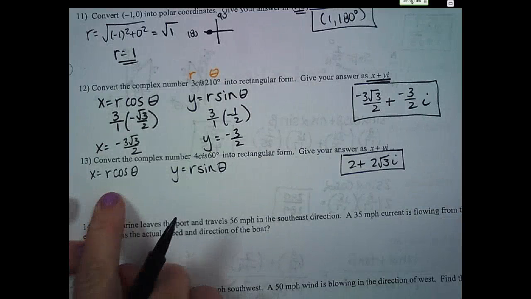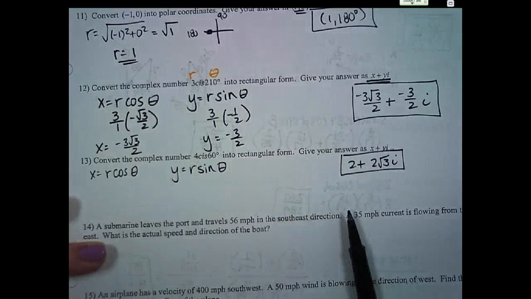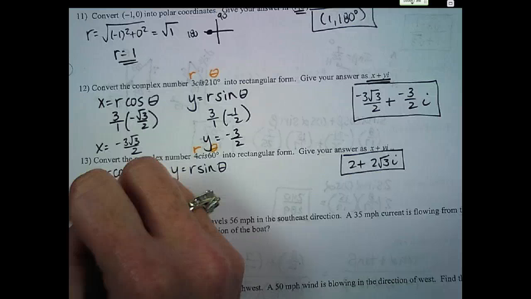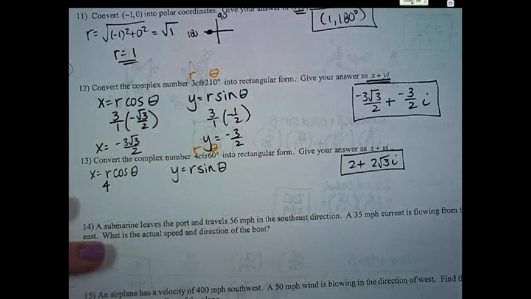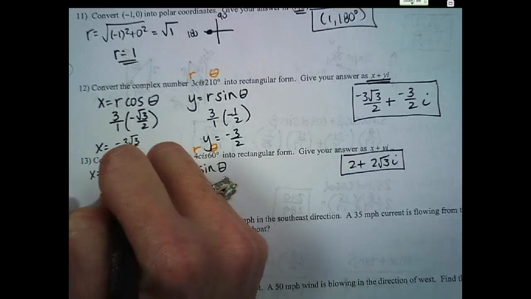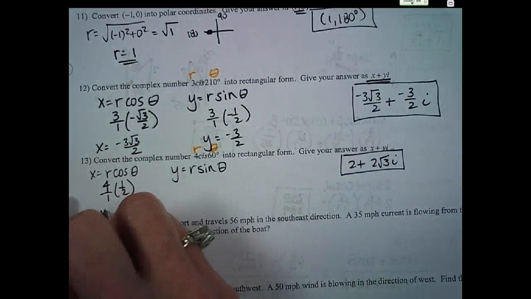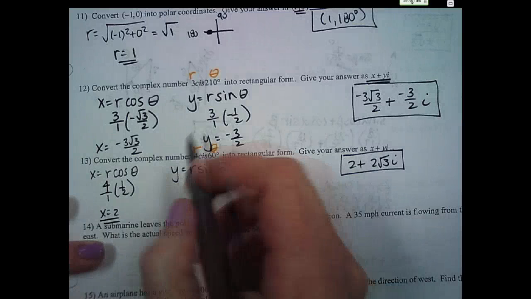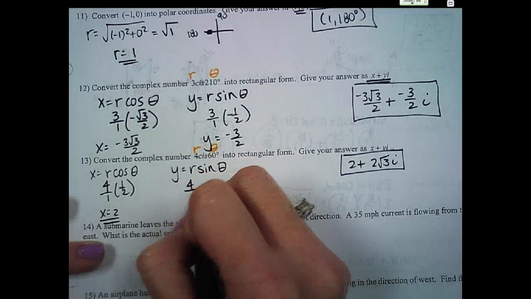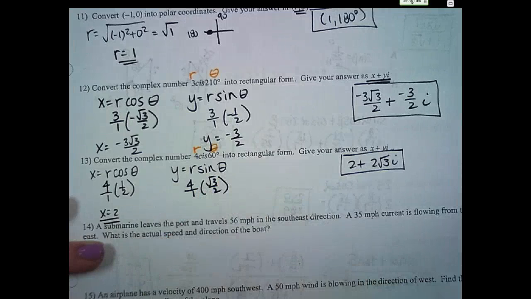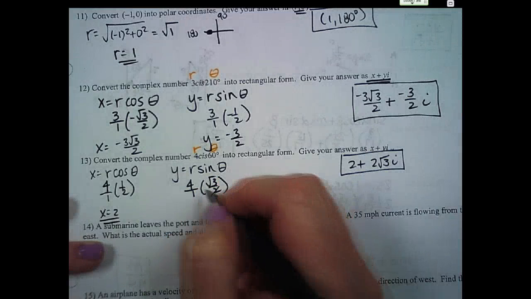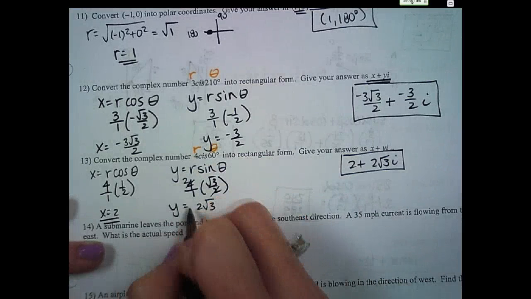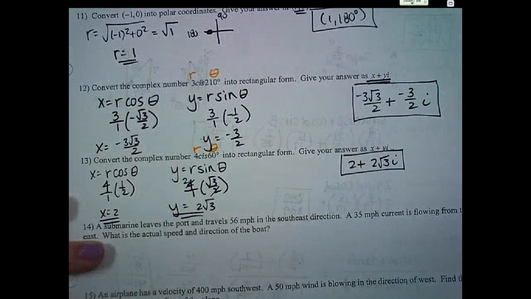So here's my formula. R is 4 and 60 is theta. So I want 4 times cosine at 60. The cosine at 60 is 1/2, so times 1/2. Well, half of 4 is 2, so x is 2. So there's my x part. Then I want 4 times sine at 60. Sine is root 3 over 2. You can recognize right now the 2 and the 4 cancel. So you get 2 root 3, or you can cancel it later, either way. But y is 2 root 3, and then don't forget your i.